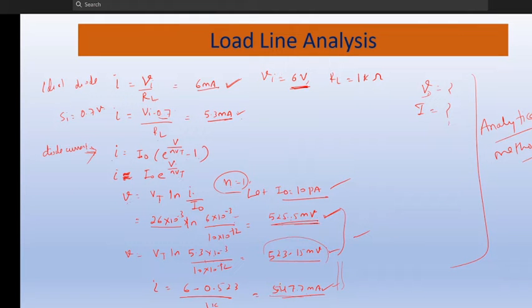Are you following? Yes, sir. Yes, sir. Yes, sir. This is the way we calculate it in the analytical method.